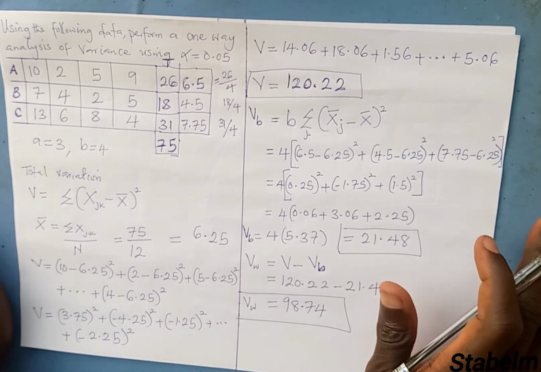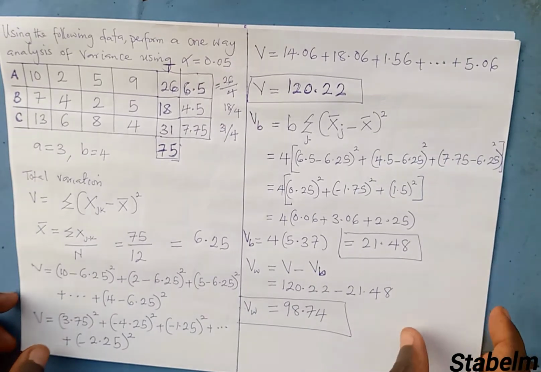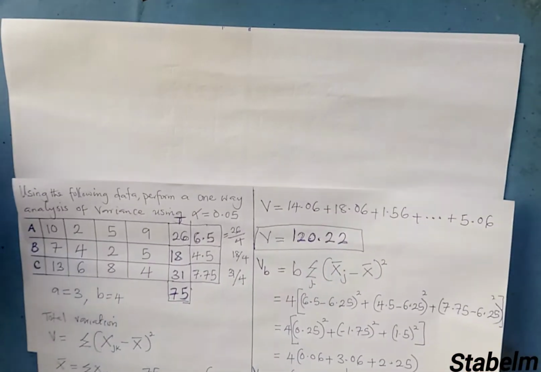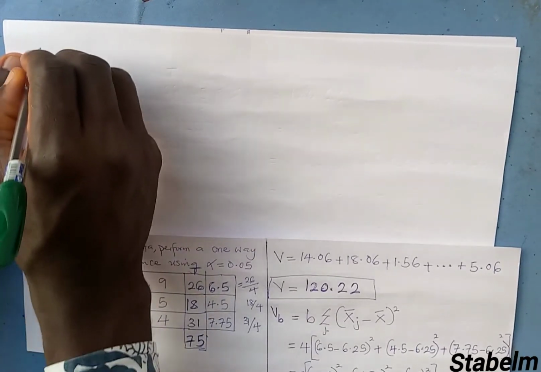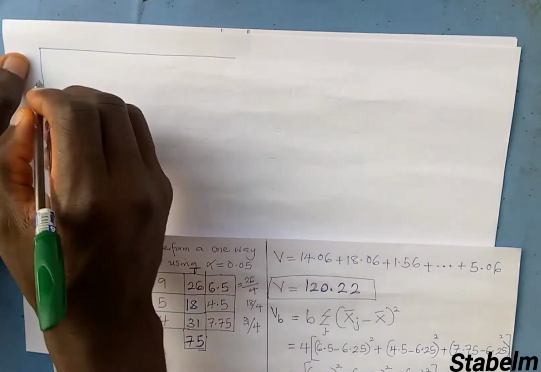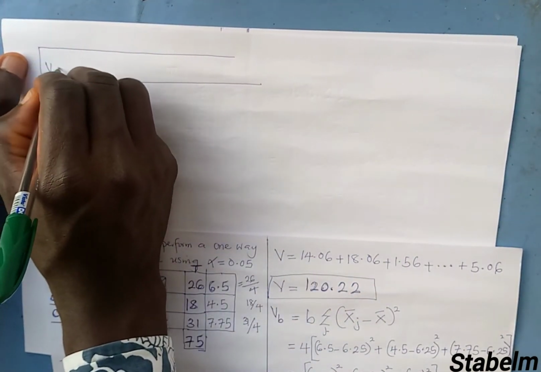So the next thing is to prepare the ANOVA table. So from here, our ANOVA table, here we have the variation.